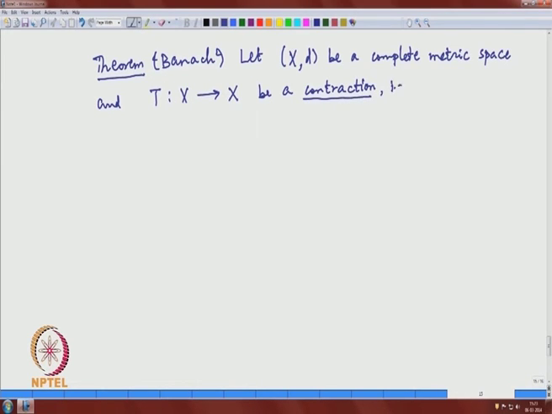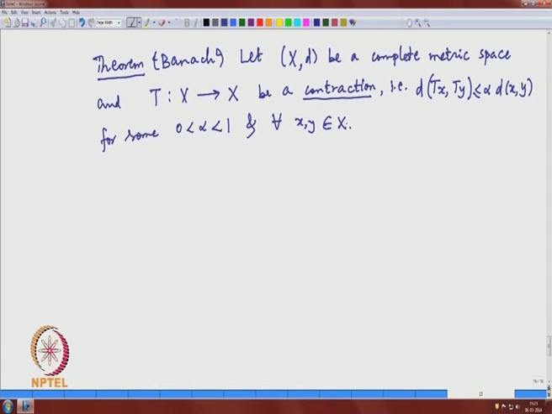I am going to define what a contraction is. If you take any 2 points x and y in X and take their images under T, T x and T y, and compute the distance between them, this should be less than or equal to alpha times d(x, y), for some 0 less than alpha less than 1 and all x, y in X.